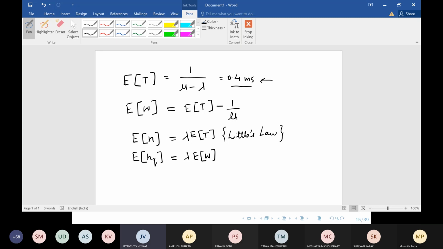E of W is 0.4 minus 0.08. It is 0.32 milliseconds. This is Jayanti, right? Yes. Okay, so only Jayanti is doing the numerical, or is anybody else not doing the numerical at all? Ma'am, expected number of n is 4. N is 4. And what about NQ? 3.2.